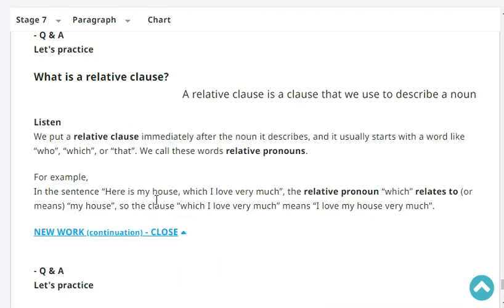Okay, so listen. We put a relative clause immediately after a noun it describes, and it usually starts with a word like who, which, or that. We call the words who, which, or that the relative pronouns. For example, in the sentence, here is my house, which I love very much, the relative pronoun which relates to my house. So the clause which I love so much means I love my house very much.